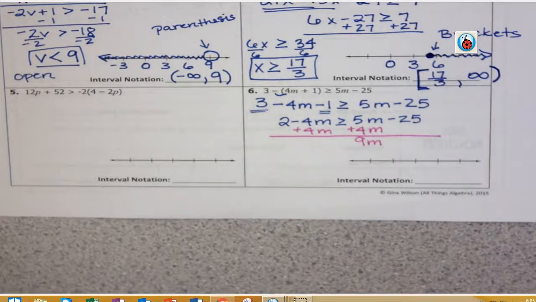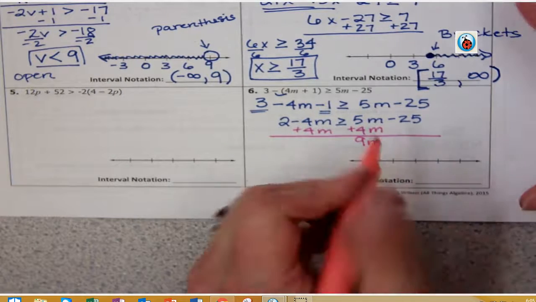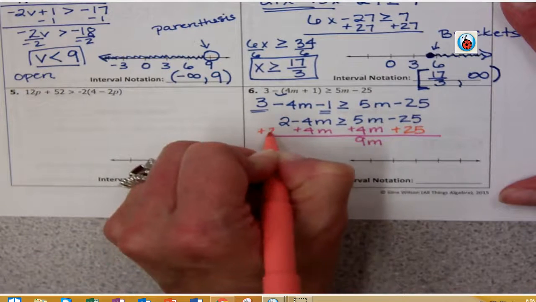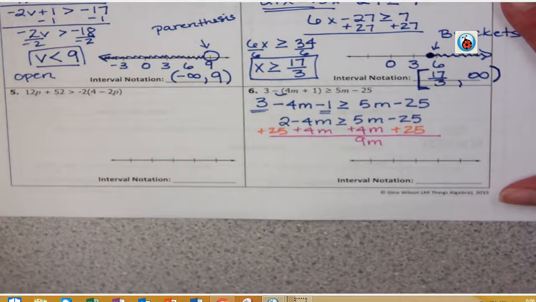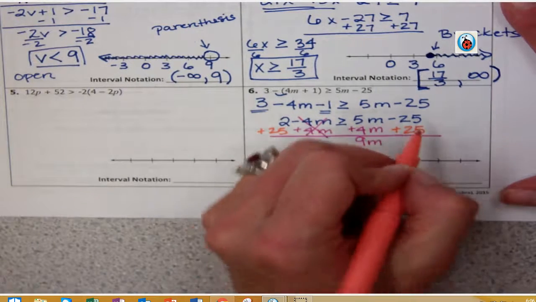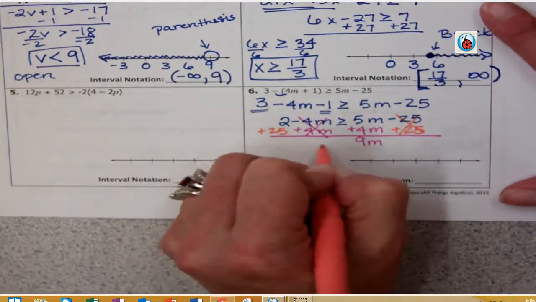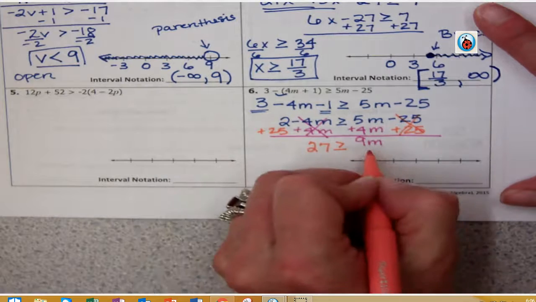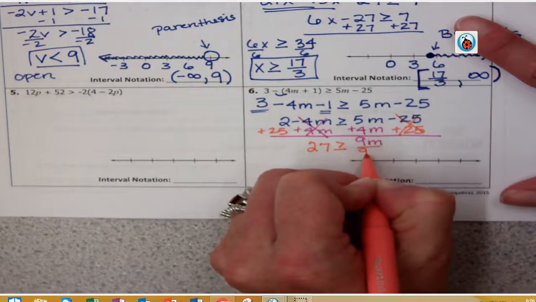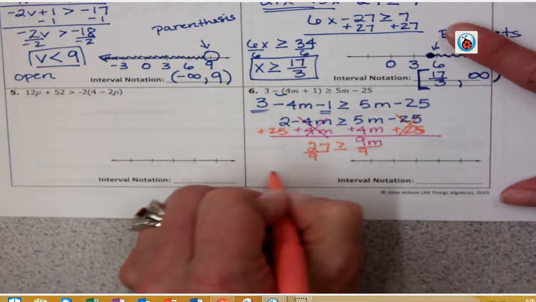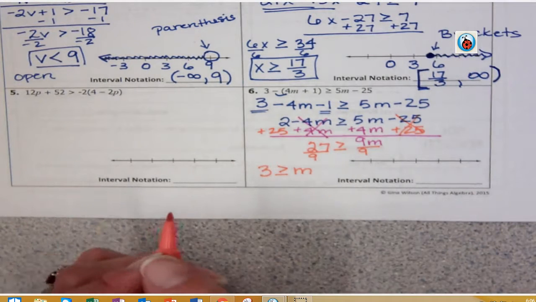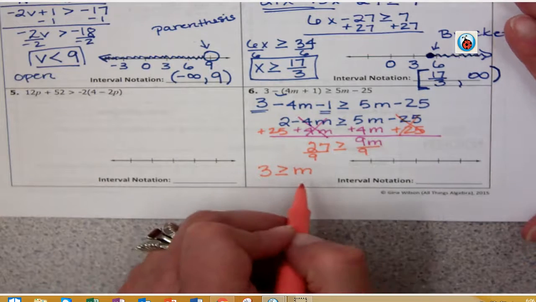Then I'm going to, I got to move this 25 over to this side. I'm going to add 25. These cancel the other out. And these cancel each other out, and I'm left with 27 is greater than or equal to 9m. Then divide both sides by 9. And I'm going to get 3 is greater than or equal to m. So we've got 3 is greater than or equal to m.